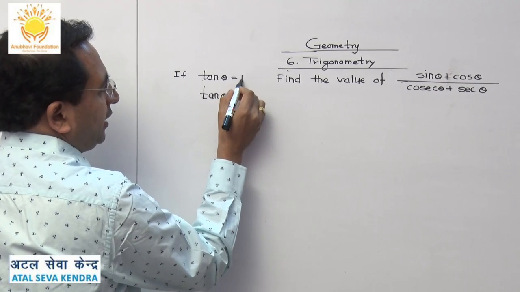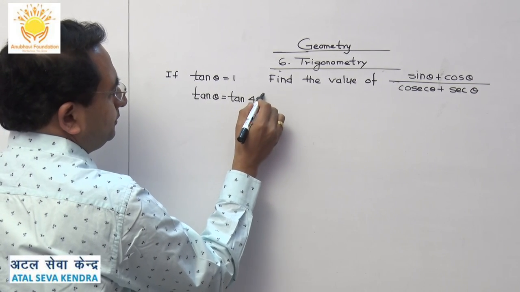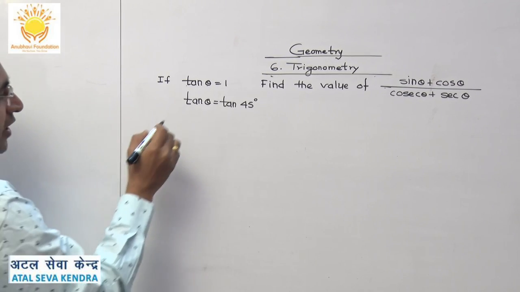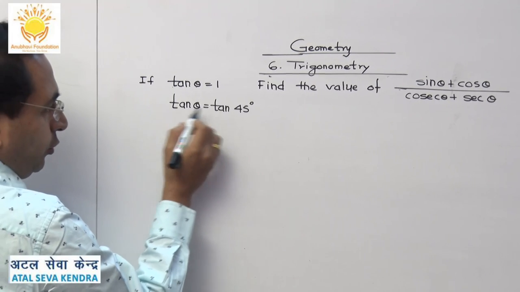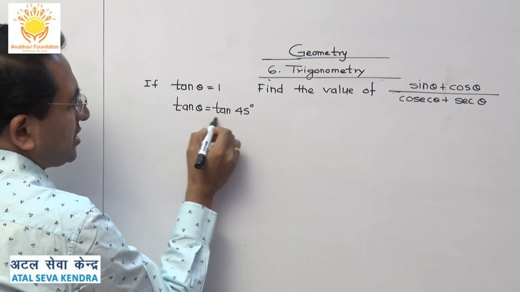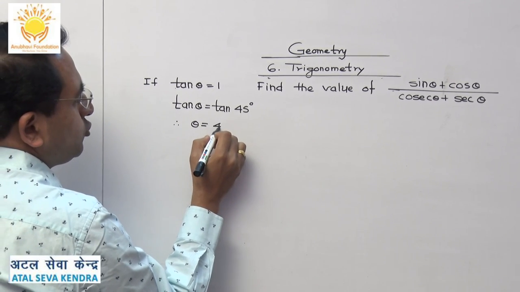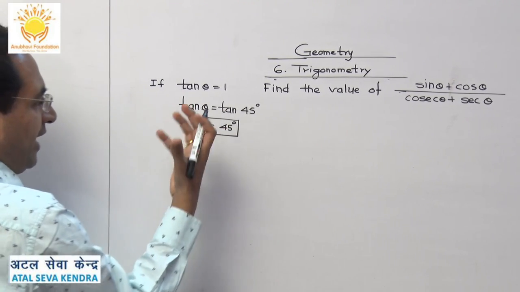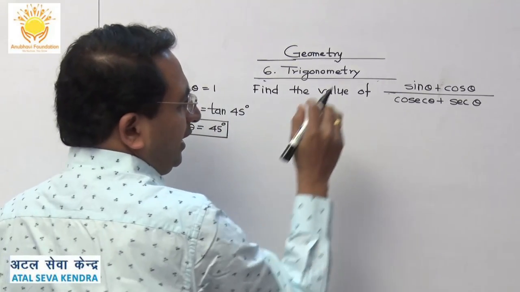Now tan of theta, this value, can I write it as tan of 45 degrees? Because tan 45 is 1. We are not in a position to cancel this; that is the wrong method many students are using. Tan of theta is equal to tan of 45, so theta comes to be 45 degrees. Now that we have got this angle, we have to substitute it directly there.